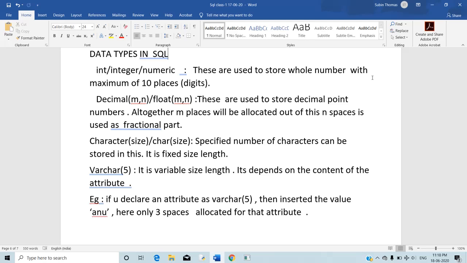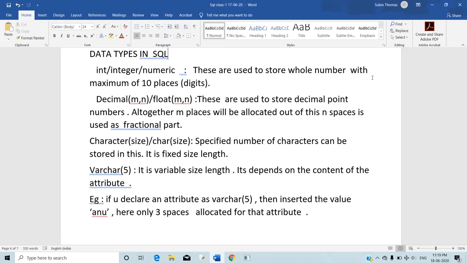And the next data type is character. Character can be written as the complete word character or you can use char. Inside the bracket you can give an argument, the specified number, so the specified number of characters can be stored in this. So if I say character 5, you can store 5 characters under that attribute. It is a fixed length data type. Character data type is a fixed length data type.